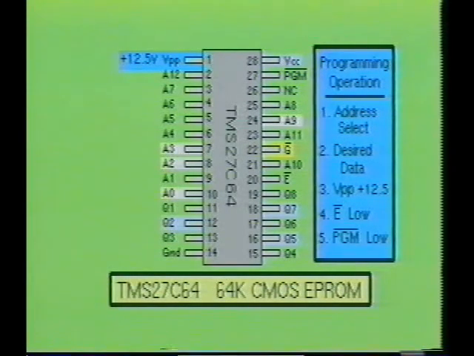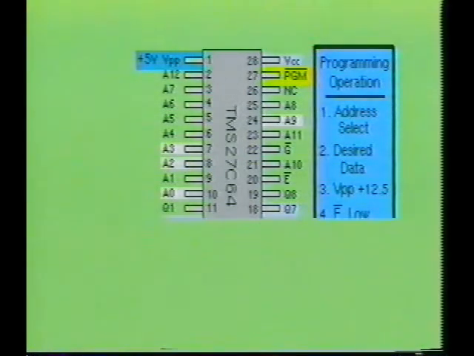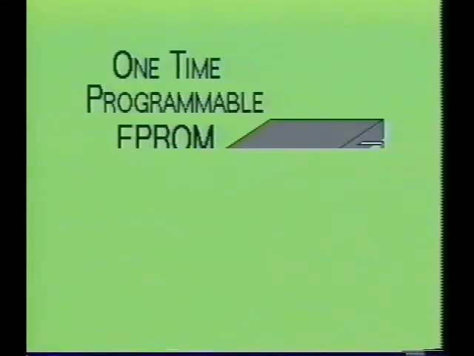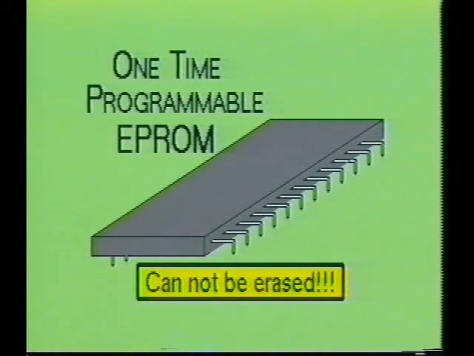Next, the program input pin, not PGM, is pulsed low for approximately 50 milliseconds. To verify that the byte has been programmed, simply bring the output enable input, not G, low, and the programmed data should appear on Q1 through Q8 for the programmed address. A word of caution: not all EPROMs are erasable. There are one-time programmable EPROMs available on the market. These use EPROM technology but have no windows and therefore are not erasable.